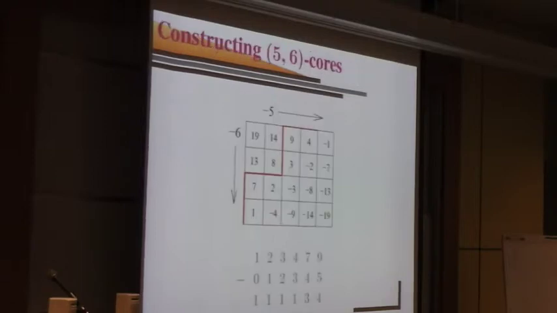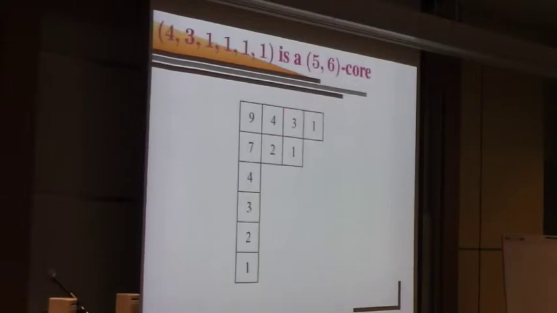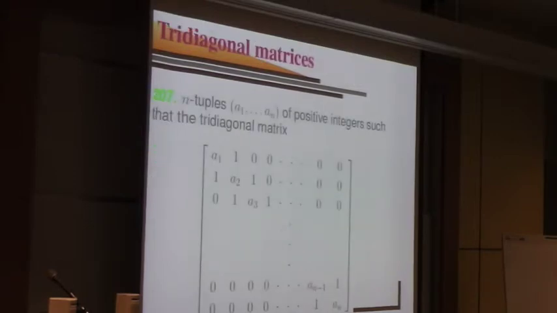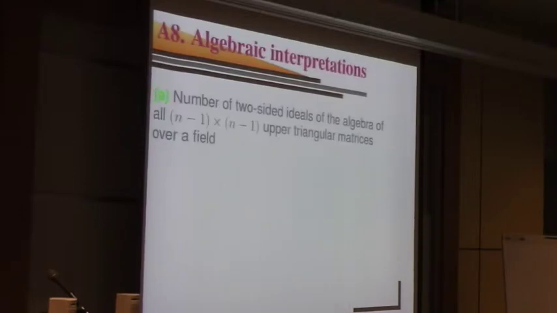And so this shows this partition ended up with 4, 3, 1, 1, 1, 1, which is a 5, 6 core. These are the hook lengths and none of them is 5 or 6. Okay. Let's see, well, time is a little short. These slides originally were for longer talks, so we'll go to algebraic interpretations. There's a lot more we can do with Catalan numbers besides count things.